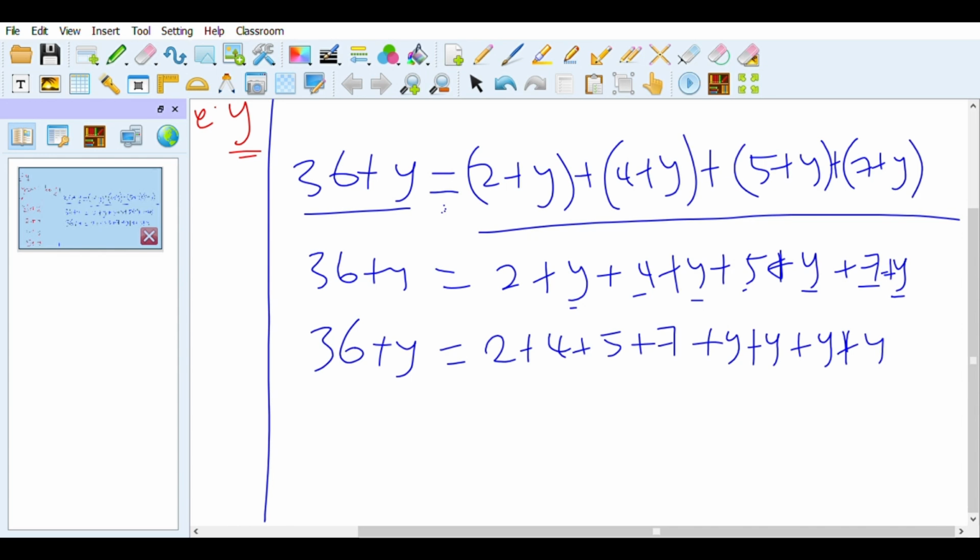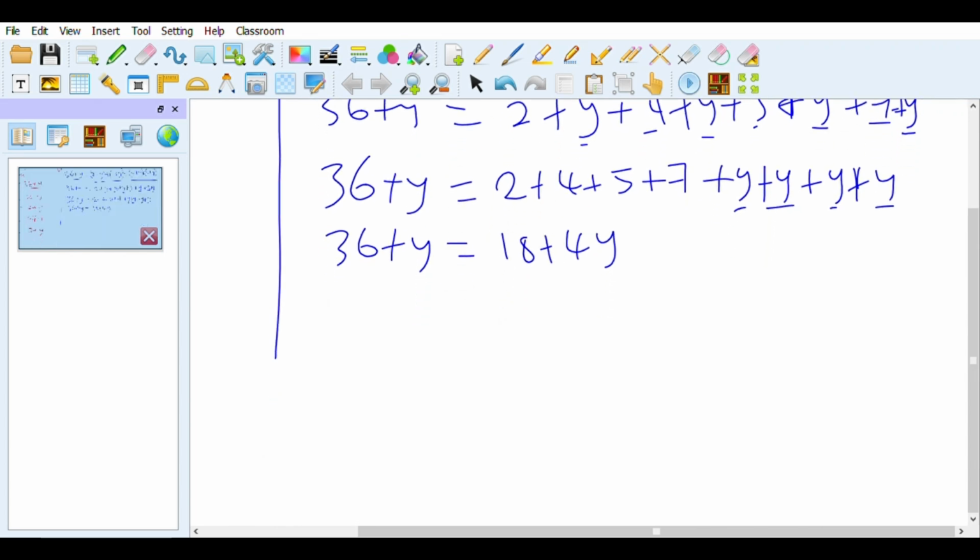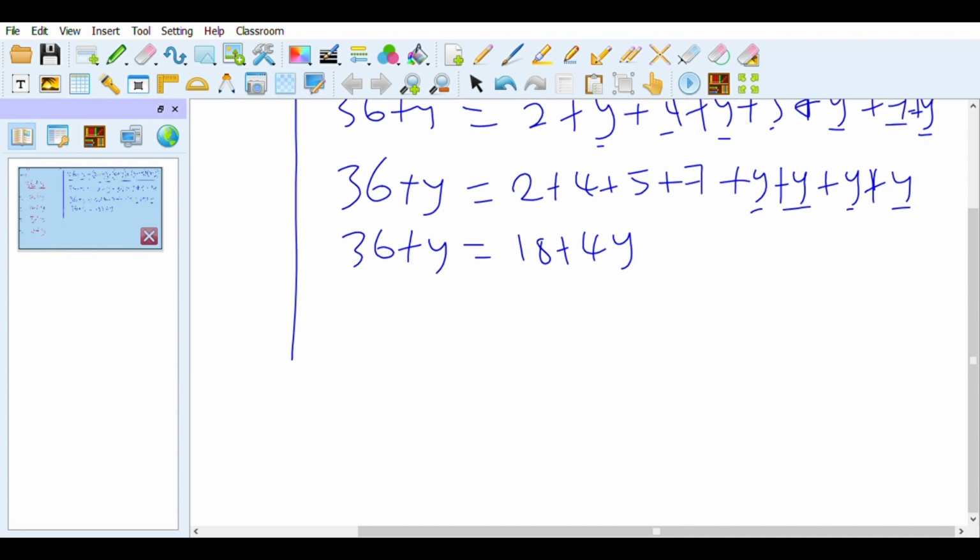So 36 plus y equals: 2 plus 4 is 6, 6 plus 5 is 11, 11 plus 7 is 18. There are 1, 2, 3, 4, 4y, so I have plus 4y. Now all of these have been simplified to this. We still have unlike terms because we can't add y to 36, and we can't add 4y to 18. So all we have to do is move the y's to one side and the numbers to the other side.